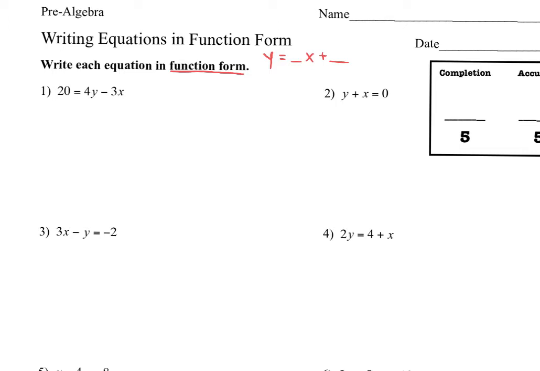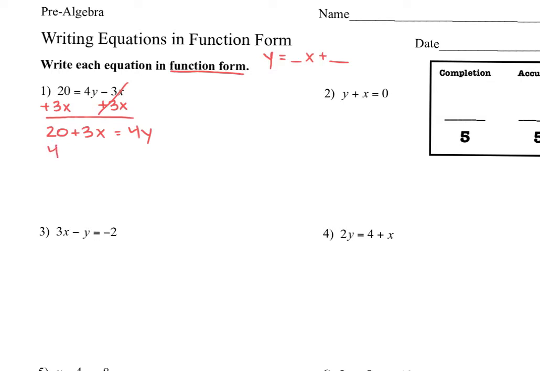So remember, as we look at number 1, our goal is to get y by itself, and ideally we want that y to be on the left side. All right, so I'm going to start by moving away whatever's with the y. So I have a minus 3x, so to undo that or move it over, I'm going to add 3x to both sides. So then I have 20 plus 3x equals 4y, because the minus 3x and the plus 3x canceled.